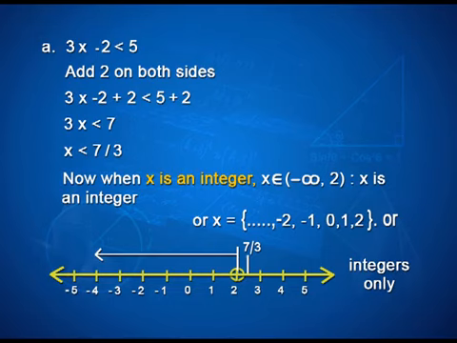If we have to express the answer on the number line, it is expressed as shown on the screen on the number line. Note here, the immediate left hand side of 7 by 3, the immediate integer is 2 and we have a hollow circle at 2.